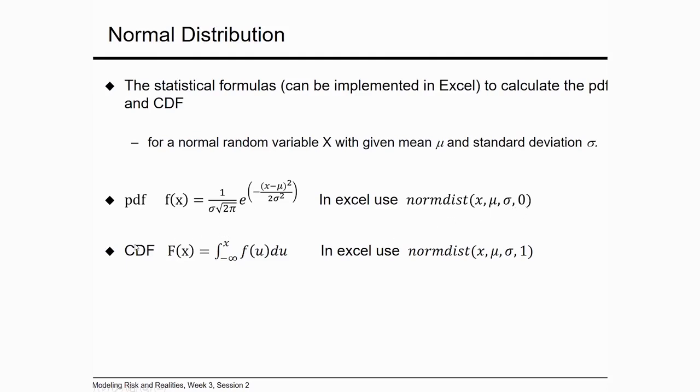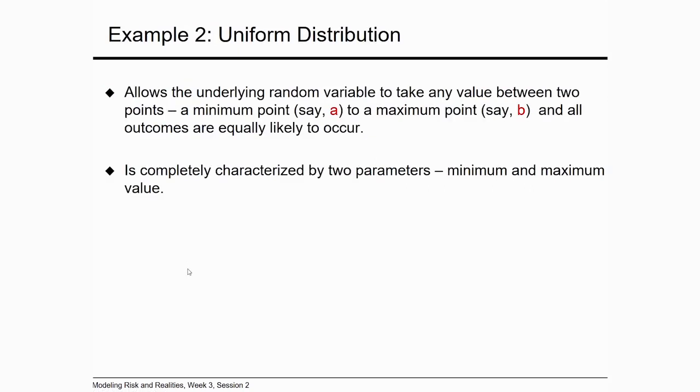If you are interested in the CDF, the cumulative distribution function, all we have to do is use the same formula, NORM.DIST, except instead of 0, we plug in 1. We give NORM.DIST x, mu, sigma, 1, and we get the CDF value at random variable value x. Let us look at another example. In this example it is the uniform distribution.